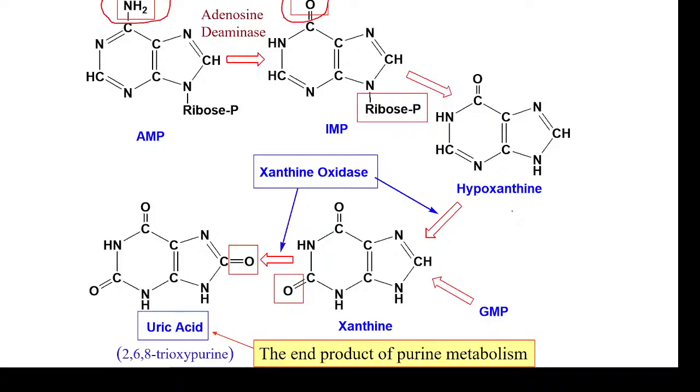In the next step, the IMP will lose a molecule of sugar, that is ribose phosphate is removed, and that leads to the formation of hypoxanthine. So further, by the action of xanthine oxidase, an oxygen is added at the second carbon. Okay, so it is oxidized and it is further oxidized. So here one more oxygen is added. So the hypoxanthine is converted to xanthine and xanthine is converted to uric acid. Uric acid is the end product of purine metabolism.